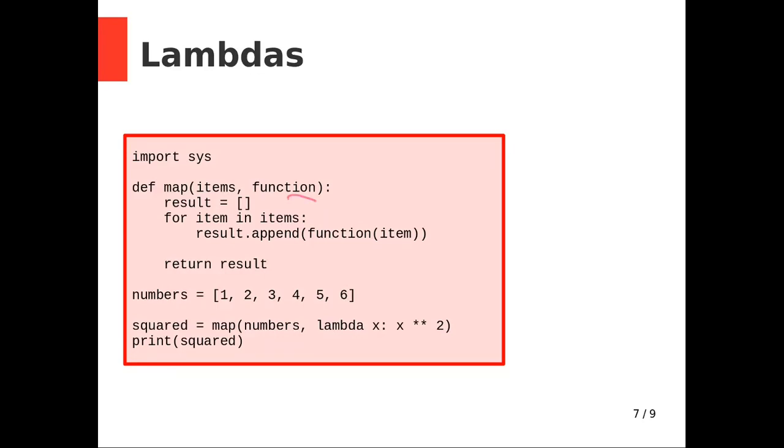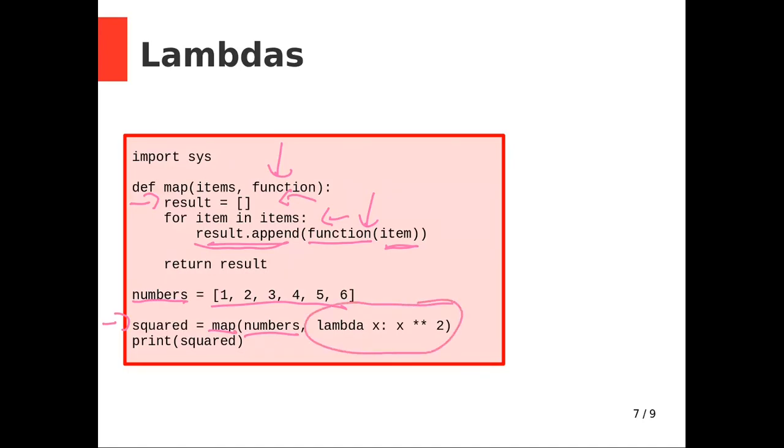I create a new empty list. I iterate over every item in items, and then I append, right, function called on item. So again, this is sort of functional programming, right? Here, function is my argument, but here I'm calling it as a function on item. And then I'm returning that result list that I have built. So here, I declare numbers, which is this list, and then I have my squared list, which is calling map on numbers, and what's this?